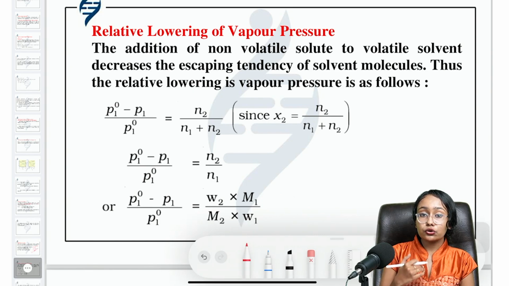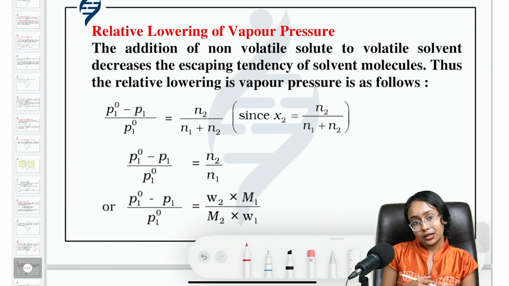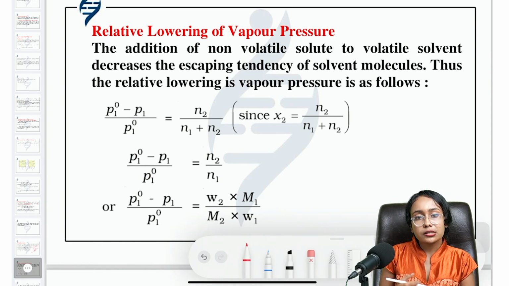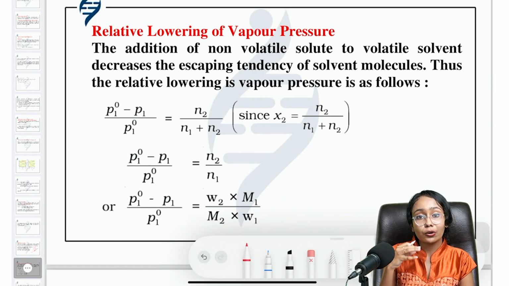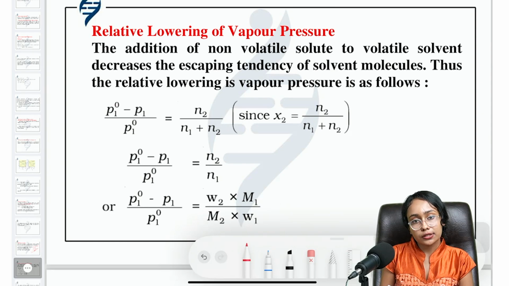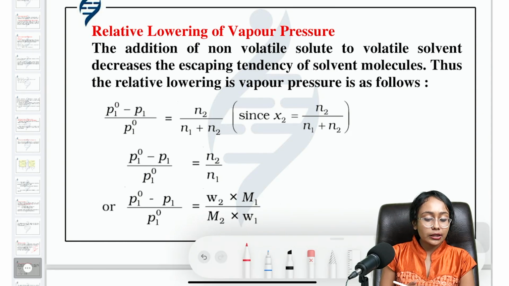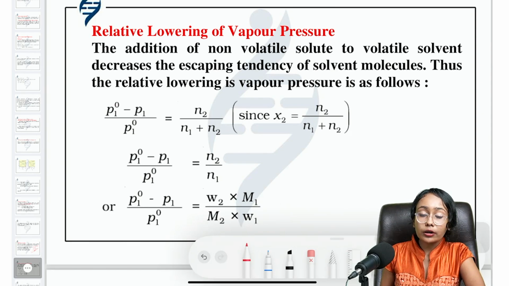Next, you need to know the derivation part of each colligative property. The question may be asked like this: derive the equation for molar mass of a solute using relative lowering of vapor pressure, or depression of freezing point, or elevation of boiling point. In each colligative property, you'll have a derivation to find the molar mass of solute. So let's look into it in detail. The relative lowering of vapor pressure.